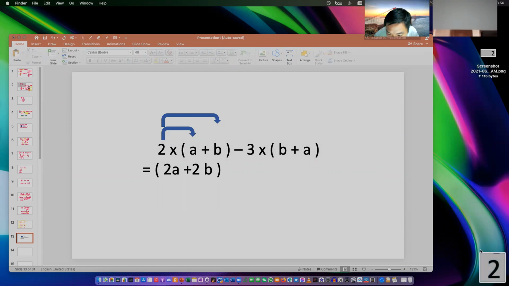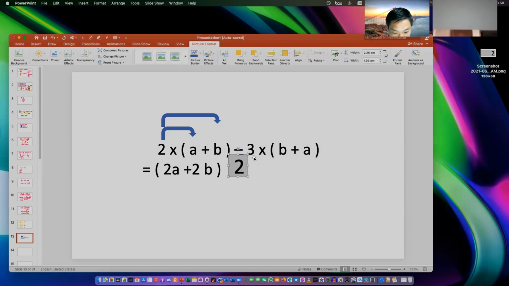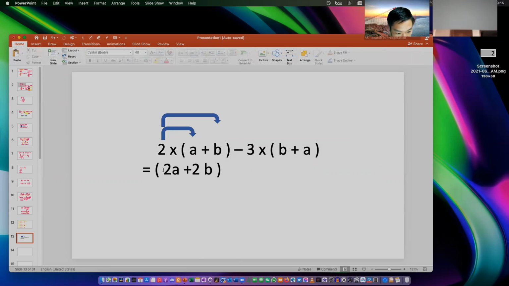Okay, good. So after your first arrow, what you are actually doing is moving the 2 inside. And then the second arrow here, you are moving the 2 inside. After that, you end up with what? If you do the first arrow, you end up with 2A. If you do the second arrow, you end up with 2B. So you move the 2 inside.